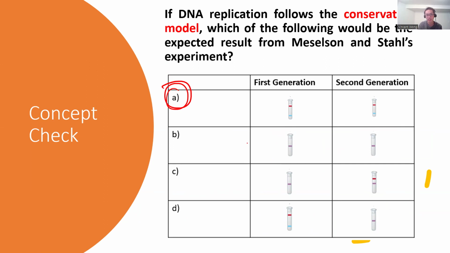This here is dispersive, as I showed you in the notes. These others actually don't make any sense. Well, this one does, this one is semi-conservative. Don't get too hung up with the color. The color used in this question is opposite to what we use, and color is not the important thing here. What's important is the location of the band. Is it at the top? Is it at the bottom?